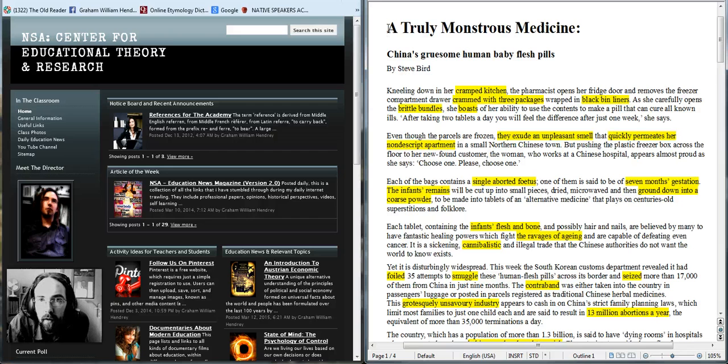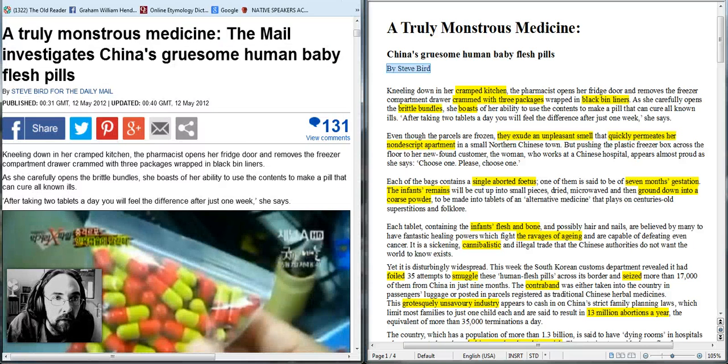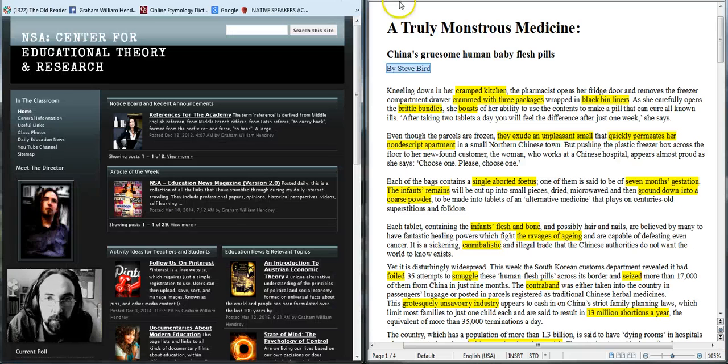A truly monstrous medicine, China's gruesome human baby flesh pills, by Steve Bird. Now, the origin of this is the Daily Mail newspaper, and you can see the original on the left. A link to that will be posted together with the article. Now, I thought about editing the article, but I couldn't take anything out of any paragraph because it was all important. So, this is it. Here we go.